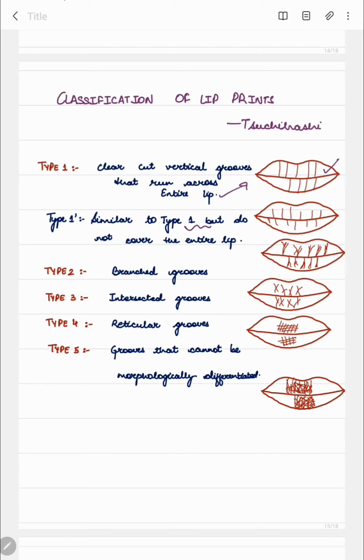Type 2 is branched grooves. You can see the branched pattern of the grooves. Intersected grooves are type 3. Type 4 is for the reticular grooves, and type 5 is the most complex one, in which the grooves cannot be morphologically differentiated. So this classification was given by Tsuchihashi.